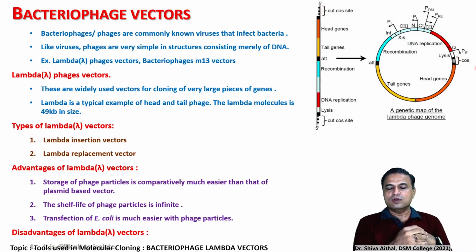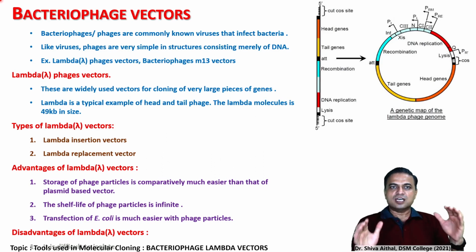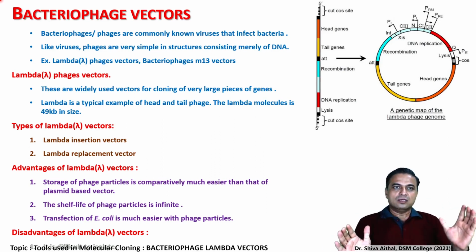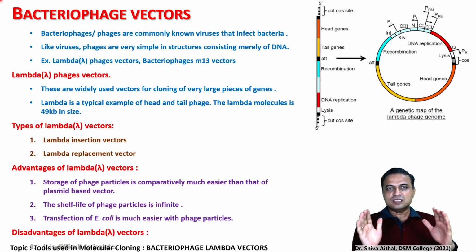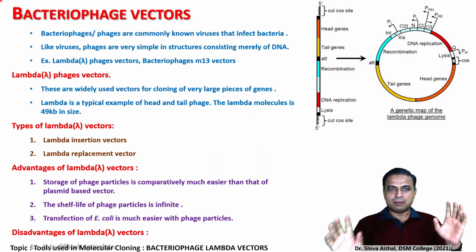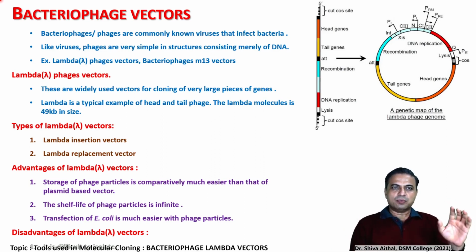This is the beauty of the lambda phage DNA, and within this there are all the genes: head genes, tail genes, recombination genes, integration genes, DNA replication, lysis, and so on and so forth. So this is the genomic map of lambda phage. These bacteriophages or phages are known viruses which infect bacteria, you know very well. Like viruses, phages are very simple in structure, consisting only of double-stranded DNA, that is a lambda phage. Lambda phage is an example.